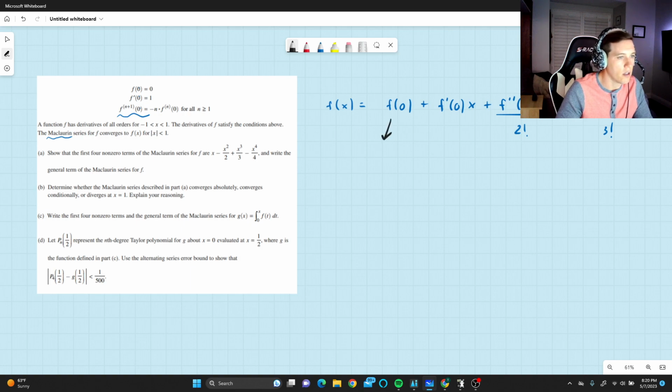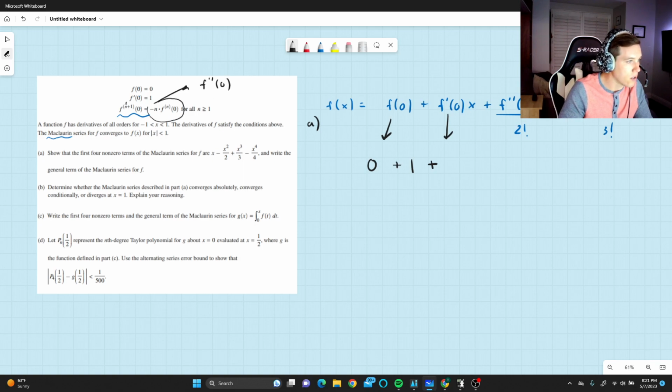So here we go. Part A. F of 0 is 0. Hooray, that you gave that one. F prime of 0 is 1. They gave you that one. Plus, here's where things get interesting. To find f double prime of 0, in other words, if I plug 1 in here, 1 plus 1 is 2. So to find the second derivative at 0, this says use the first derivative at 0 and multiply it by negative whatever you're plugging in for n. So we're plugging in 1 for n. So -1 times f prime of 0.